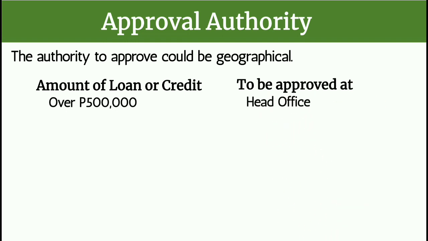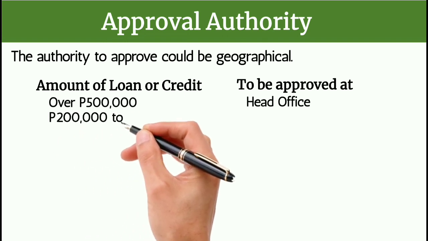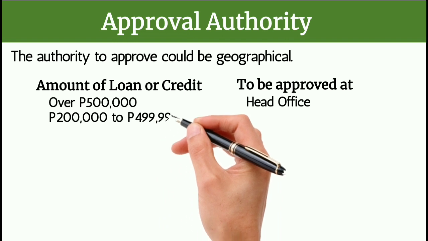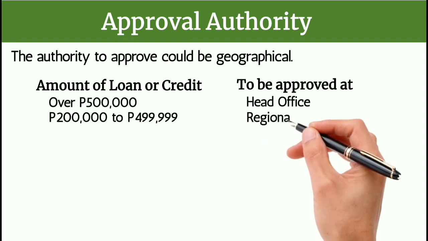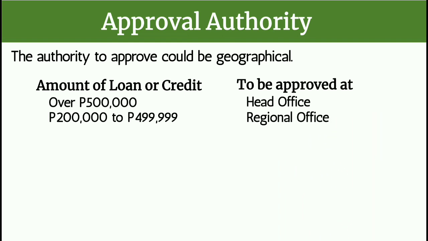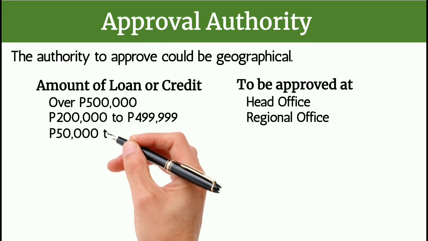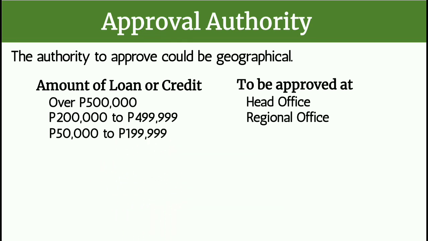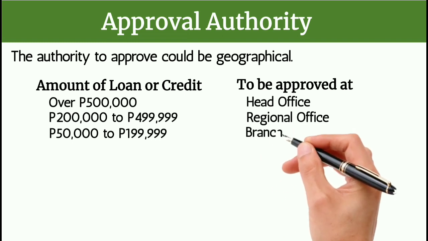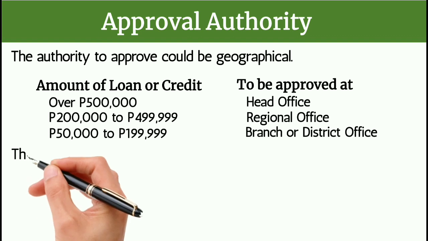If the amount of loan or credit is from 200,000 pesos to 499,999 pesos, that is to be approved at regional office. If the amount of loan or credit is 50,000 pesos to 199,999 pesos, that is to be approved at the branch or district office.